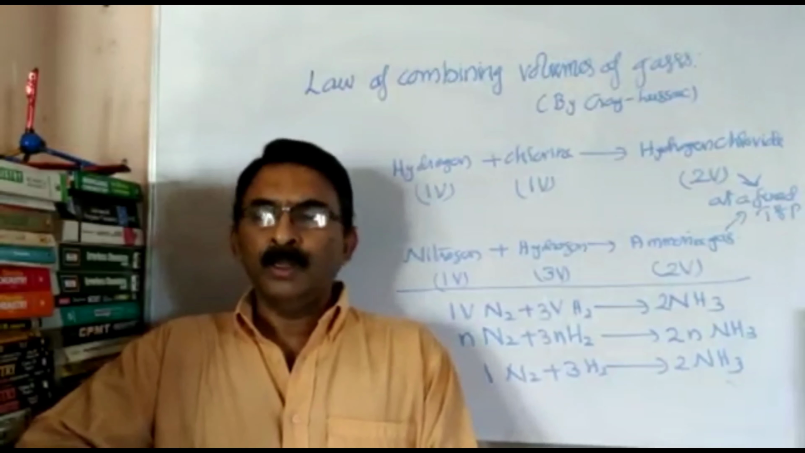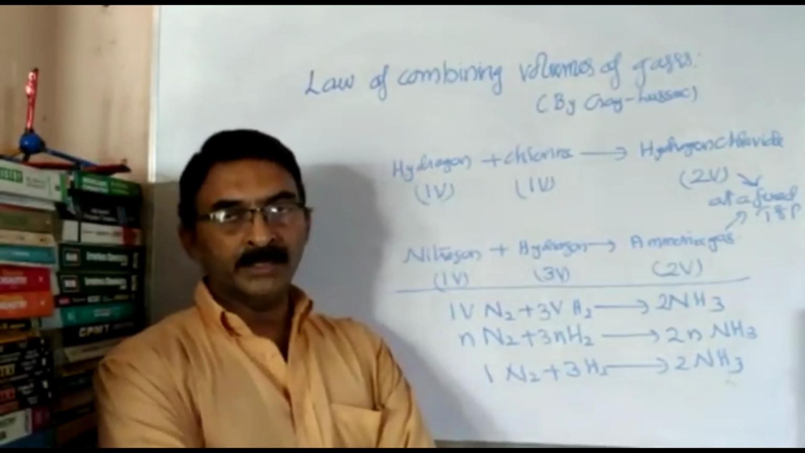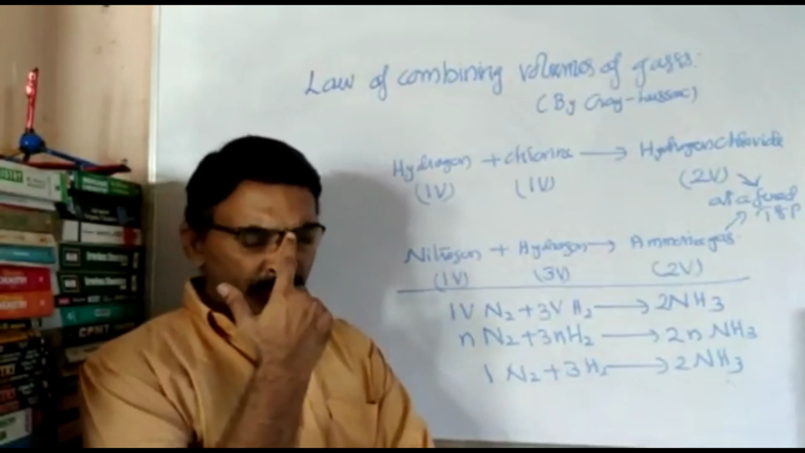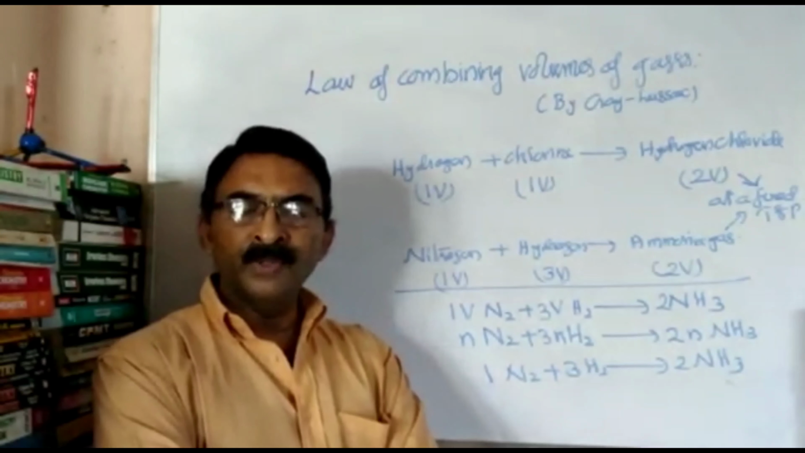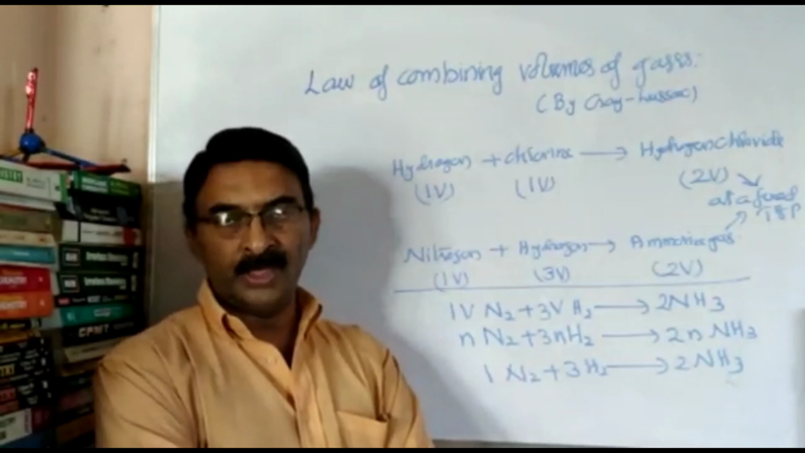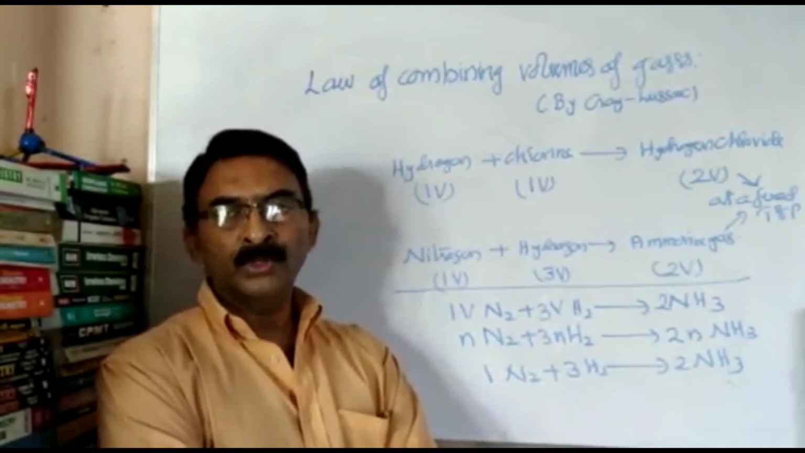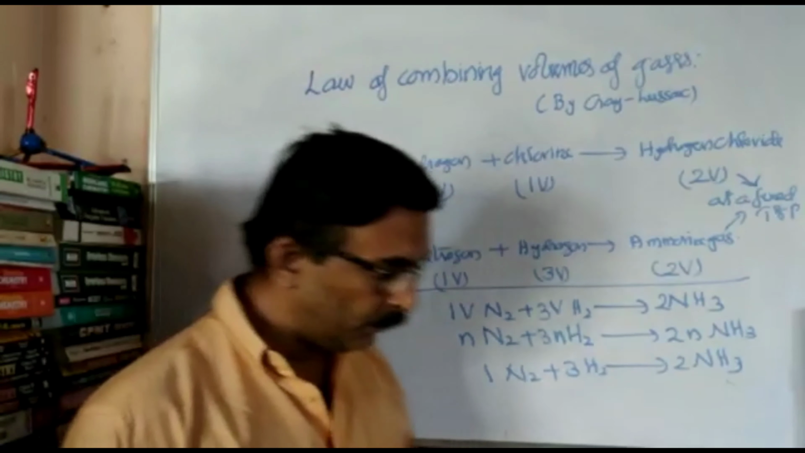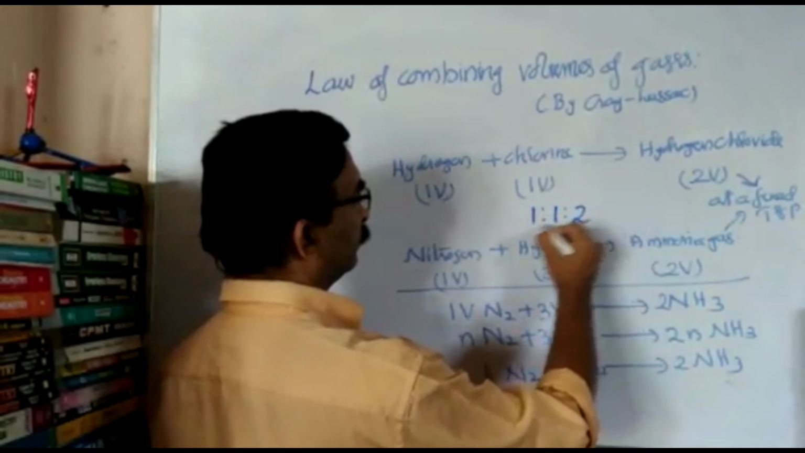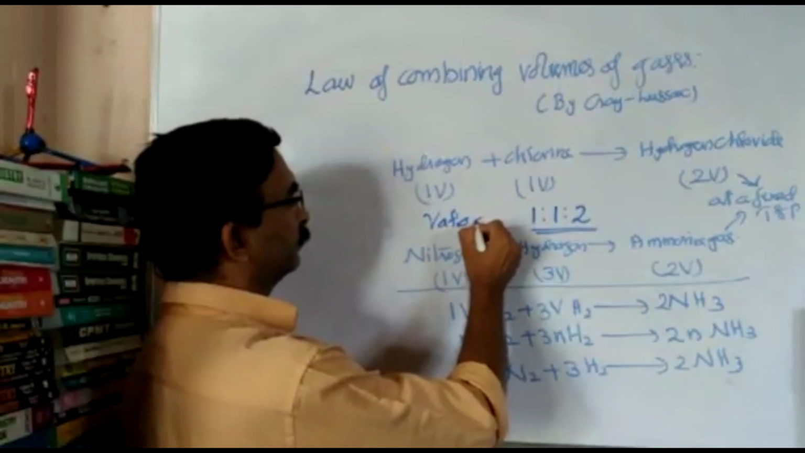Okay. For example, in the reaction between hydrogen gas and chlorine gas forming hydrogen chloride gas, they found that for every 1 liter of hydrogen reacting with 1 liter of chlorine, they got 2 liter of hydrogen chloride gas. All the measurements being done at the same temperature and pressure. So the ratio of volume will be 1:1:2.